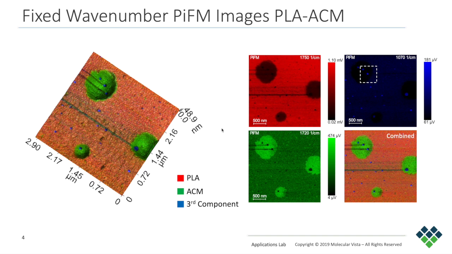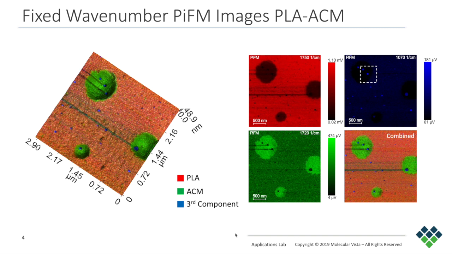So here I quickly exported the 1750 wave number image for PLA, the 1720 for ACM in green, and then the blue image, which was our unknown at 1070. I then used Surfaceworks to help me combine those three images. So we have a nice little feature that rapidly lets you combine those, as you saw earlier in the video, and then I overlaid those on the topography image. And that's the 3D representation you're seeing on the left-hand side. So that is the combined image laid on top of the three-dimensional topography image.